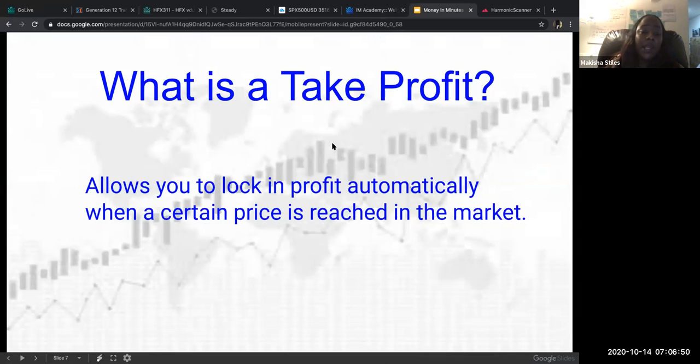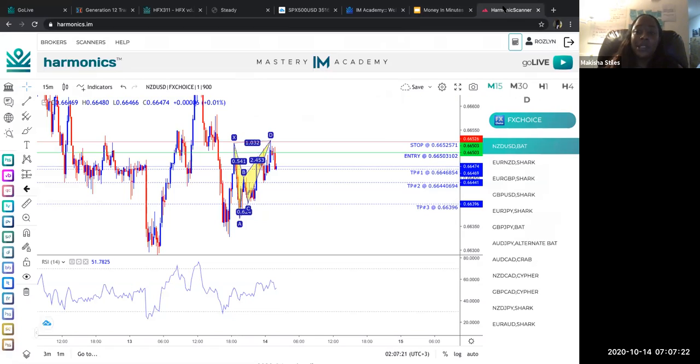Okay. The next one is, what is a take profit? And you may hear us say TP hit. That's the same thing as saying that we got take profit. We also say we hit them blueberries, or we grab that bag. That's just more lingo that we use pretty much inside of the trading community. But a take profit allows you to lock in profit automatically when a certain price is reached in the market. And we're going to go back to the scanner.